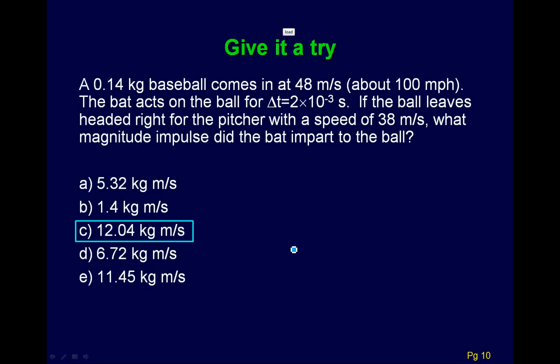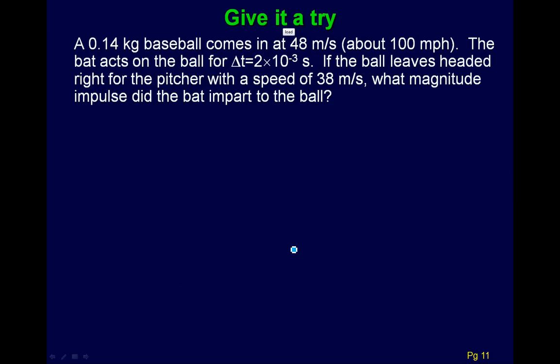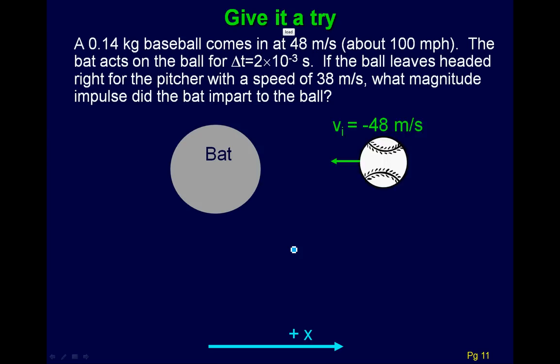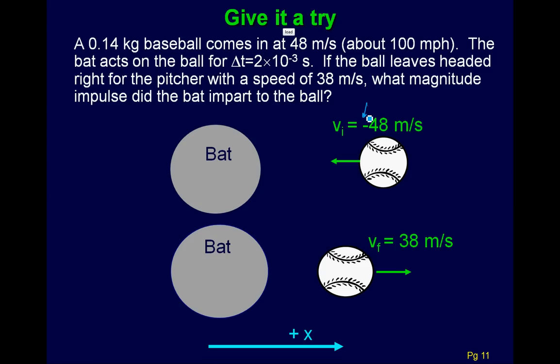Okay, hopefully you got that it was C. If you didn't, I probably can guess where you went off. So the important thing here, as usual, is drawing a picture. I'm going to call the positive direction to the right. So here's the bat. Initially, the ball is coming in towards the bat in my picture, and I get a velocity of negative 48 meters per second. Over here is the initial case, this is the final case. In the final case, the ball goes off with a velocity of positive 38.